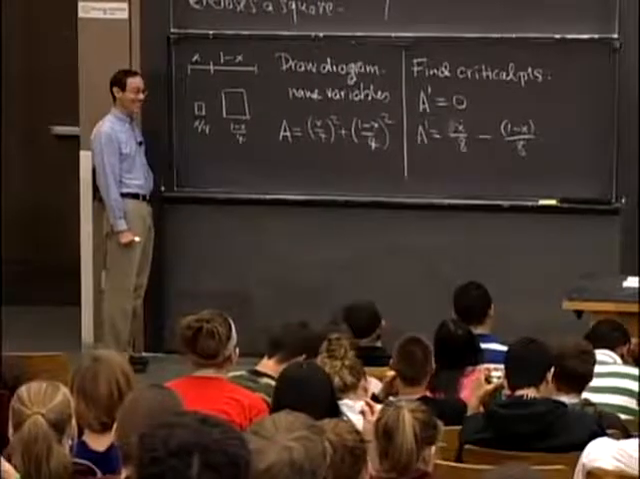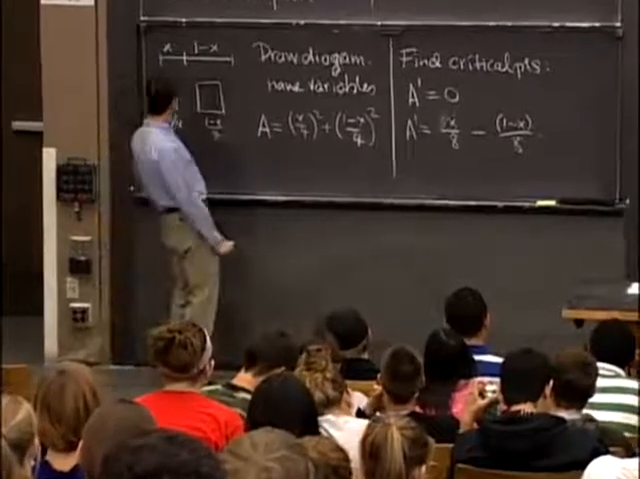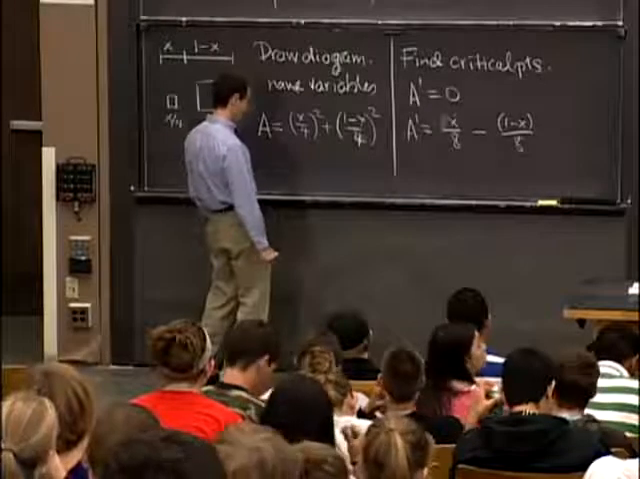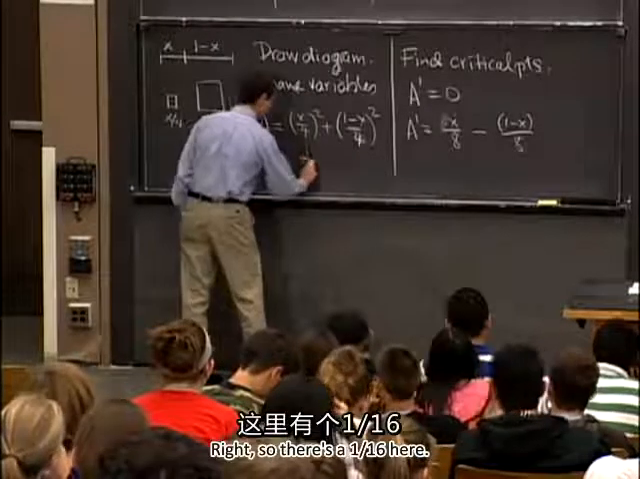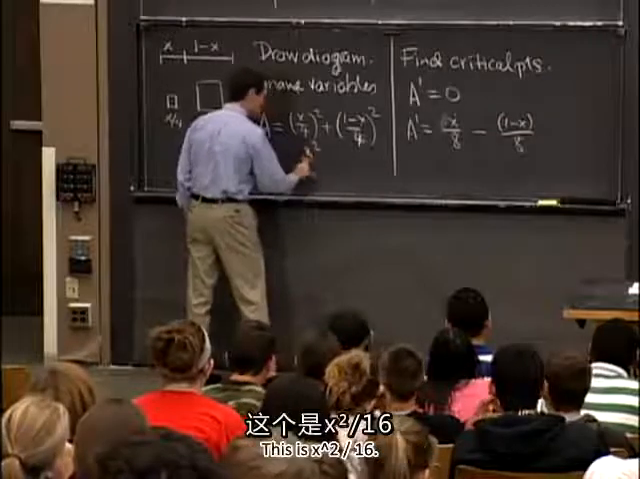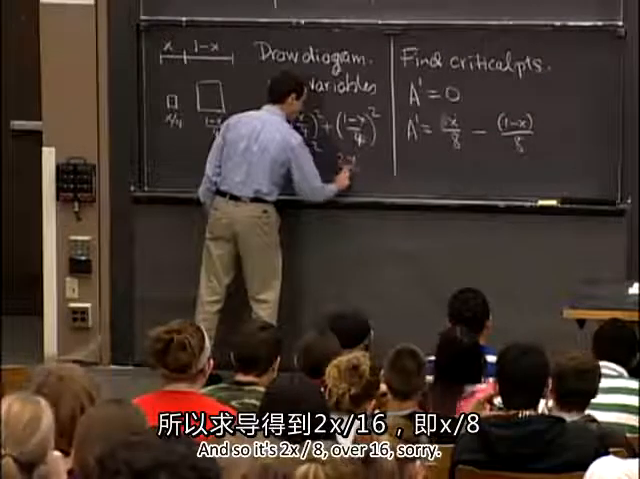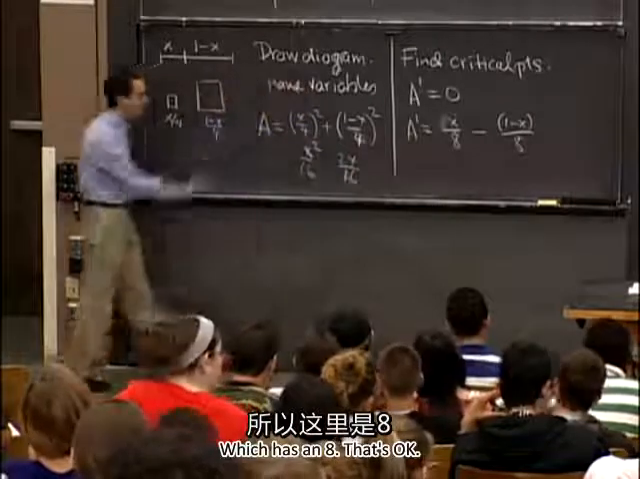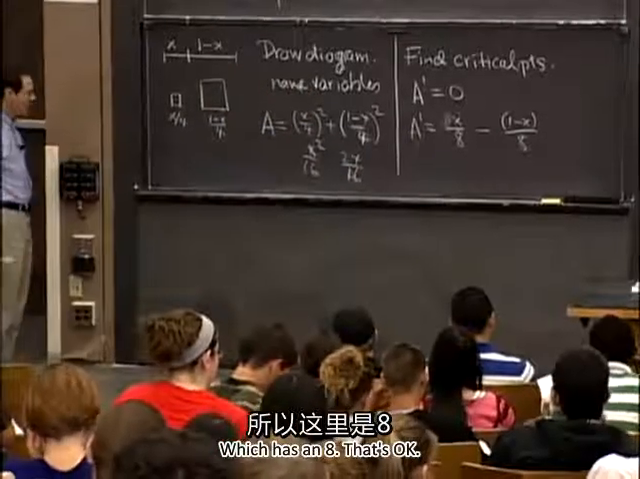Is there a problem? Yeah, it's over 2, shouldn't it? Because when you take the derivative of x squared, you get 2x. Right, so there's a 1/16 here. This is x squared over 16. And so it's 2x over 8. Well, over 16, sorry, which is x over 8. Okay, that's okay.